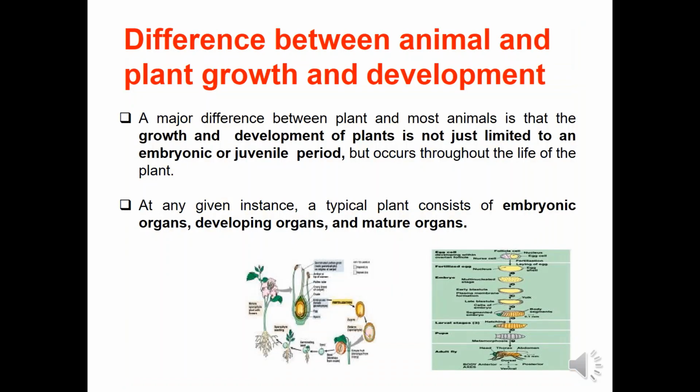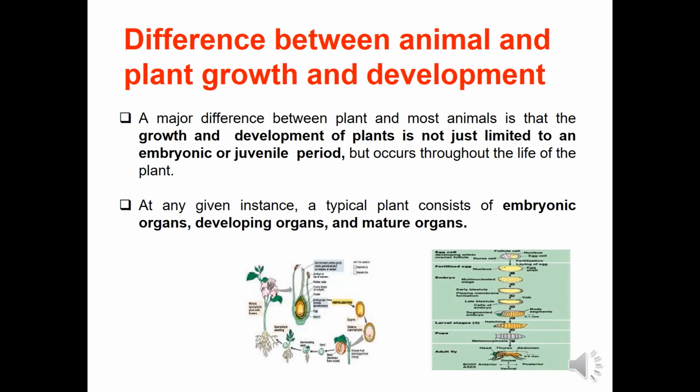Alright, so let us look at the introduction. You need to know the difference between animal and plant growth and development. Animals are also living things, so we are actually in the same group under the eukaryotes. So what is the difference between plant and animal? The major difference is that the growth and development of the plant is not limited to an embryonic or juvenile period, but occurs throughout the life of the plant.